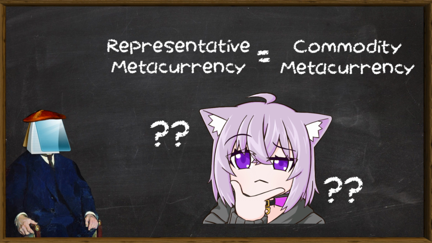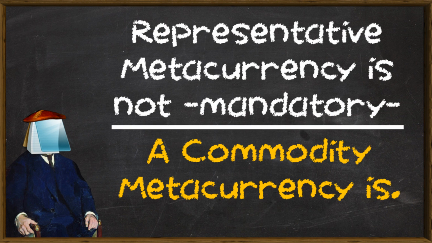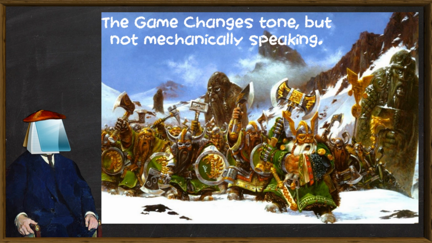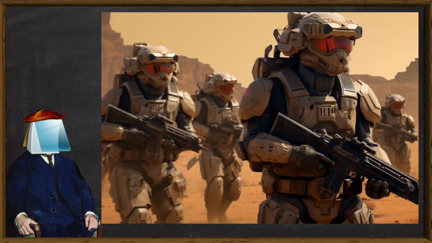This does lead to the fact that the commodity and representative are often similar, but there's a very key difference. Representative currencies are not required to play the game. You can remove Fate Points as an idea and Warhammer will function. You can remove the concept of guts from Deep Space Troopers and the game would still function.